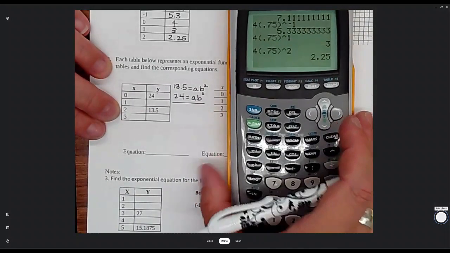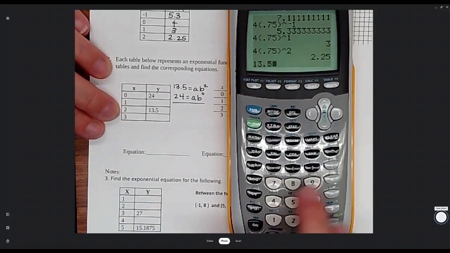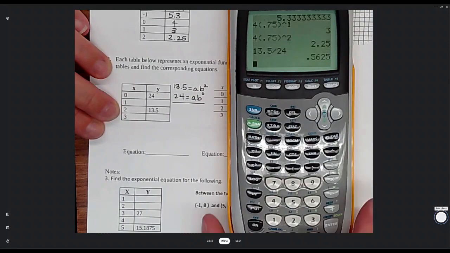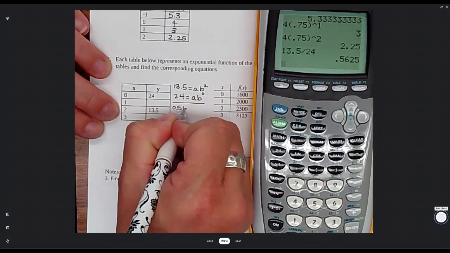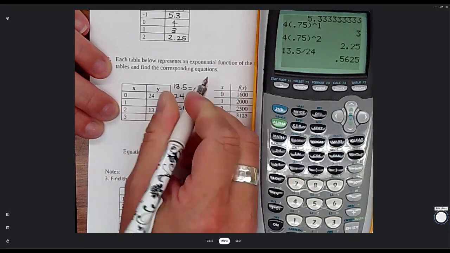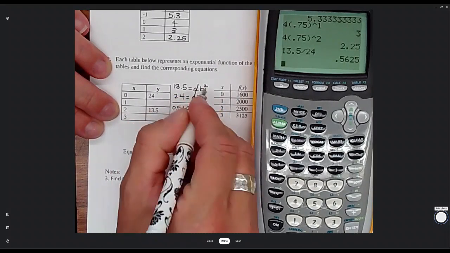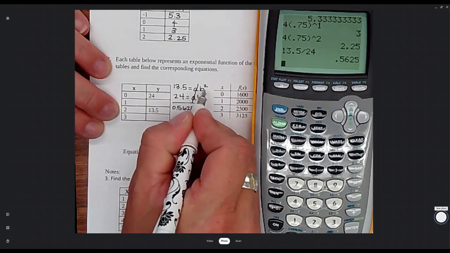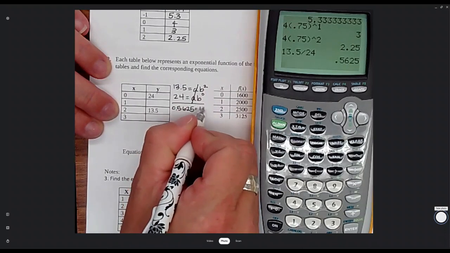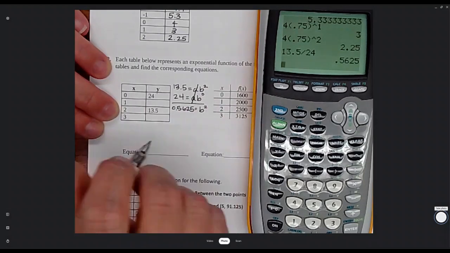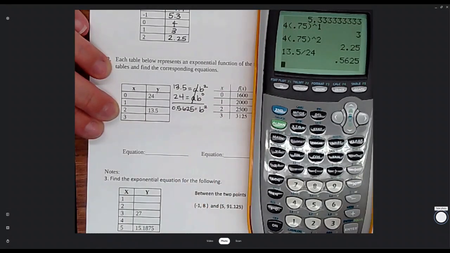So I am going to take 13.5, divide by 24, and I get 0.5625. When I divide the a's away, they cancel. Remember, when you divide exponents, you actually subtract them. So 2 minus 0 is going to be b squared. Okay, so if I want to figure out b, I'm going to square root both sides.